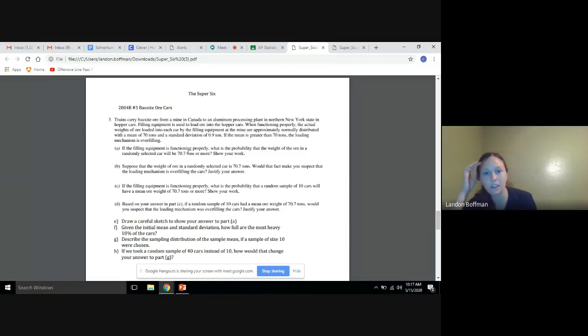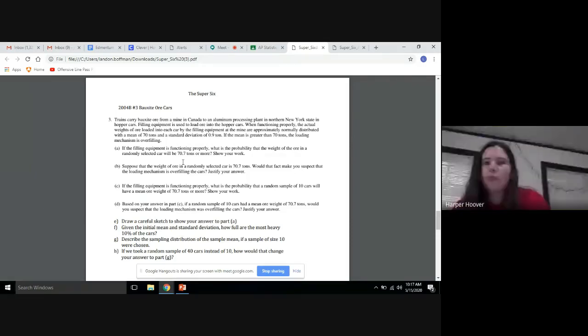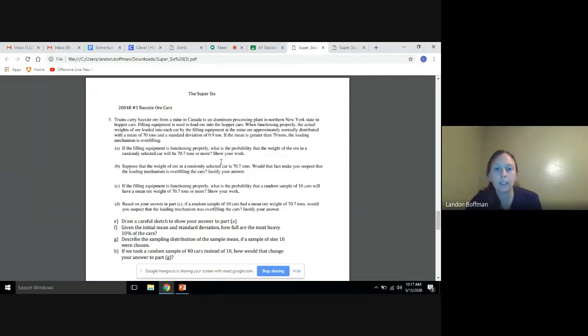When I was watching those AP videos they were posting, I feel like they were very adamant that you need to write it out in a sentence at the end. So just rewrite the probability that a weight of the ore is randomly blah, blah, blah is, and you can either change it to a percentage or keep it a decimal.